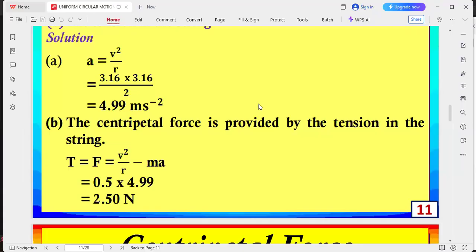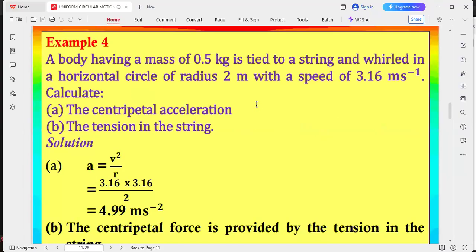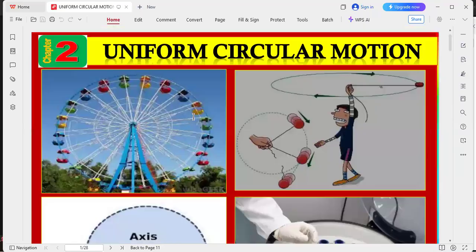In the next lesson, we'll be doing vertical motion. We'll be discussing motion in a vertical circle, which is this case here. And then after that, we will also discuss the graphical approach. How do we create a graph, for example, a graph of force against radius?